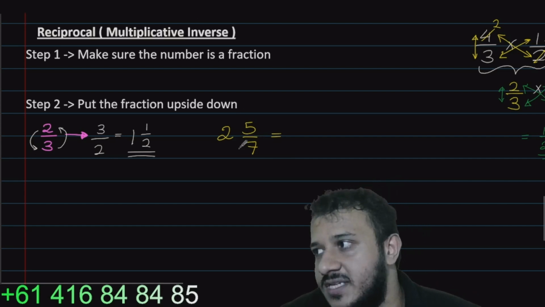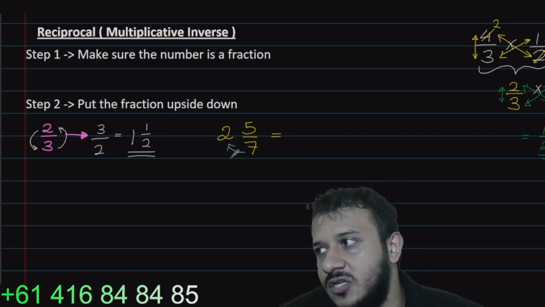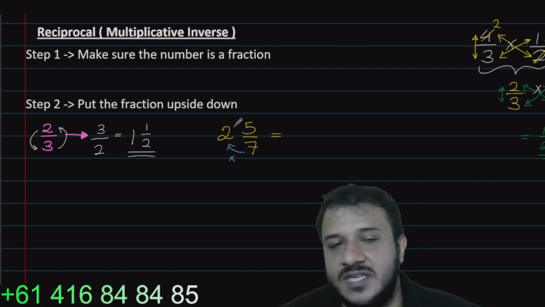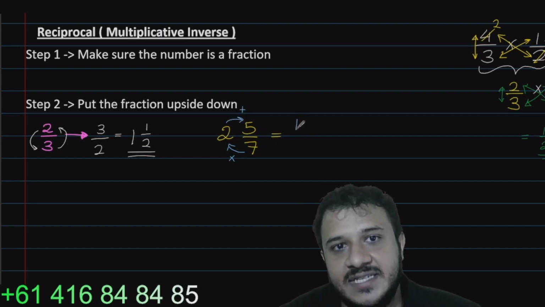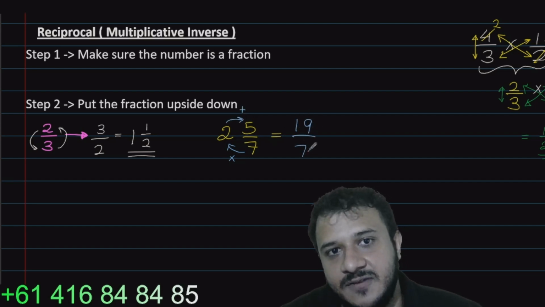19 over 7, you say. Let's check it. 2 times 7, or 7 times 2, is 14. That 14 plus 5 is 19. Very good. 19 over 7.